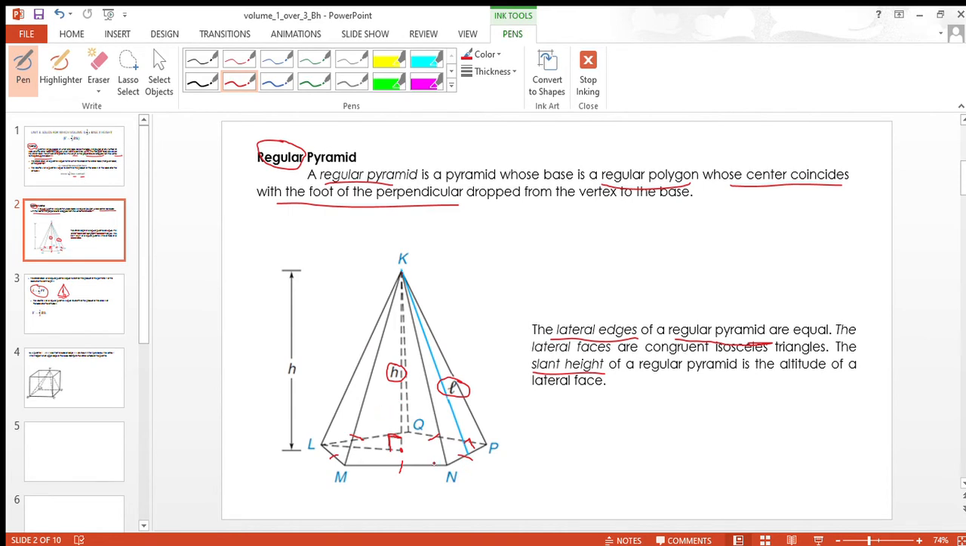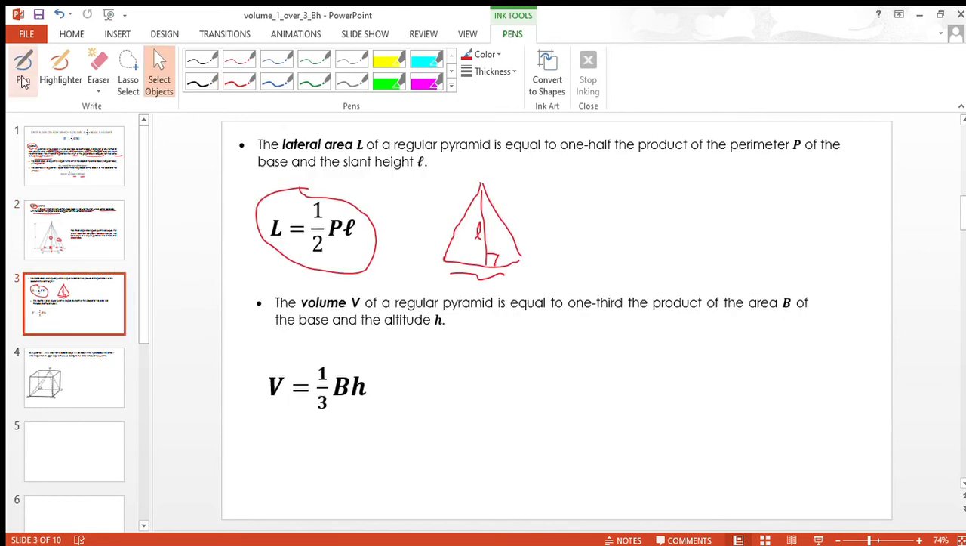since you have 5, if you multiply NP by 5, you actually get the perimeter, right? Perimeter is just the sum of the sides. That's why the formula given here is that the lateral area is equal to 1/2 times the perimeter times the slant height. Okay? And then still the volume is 1/3 base times height.